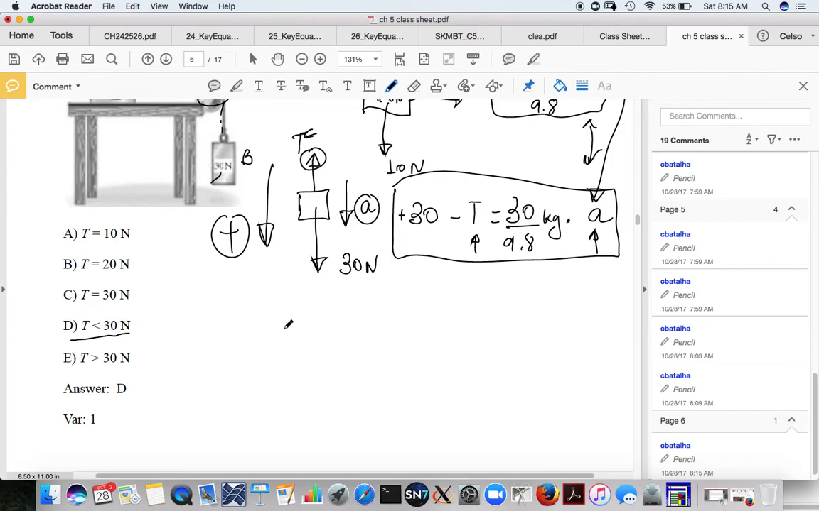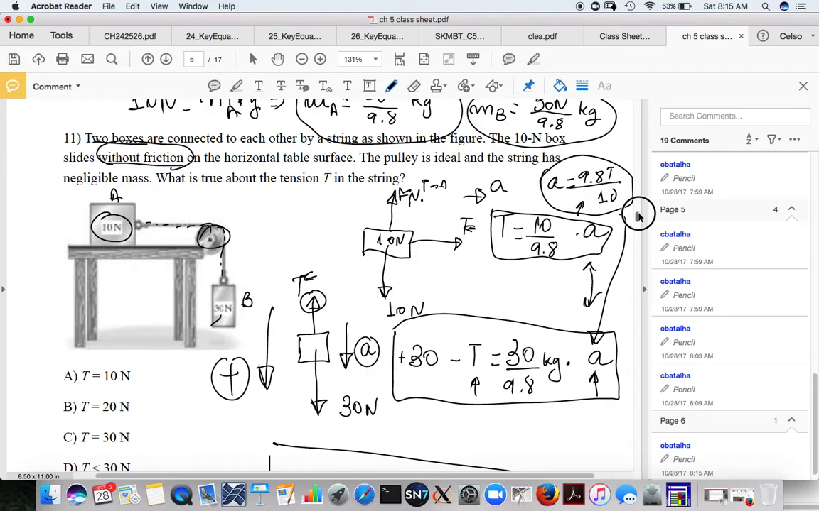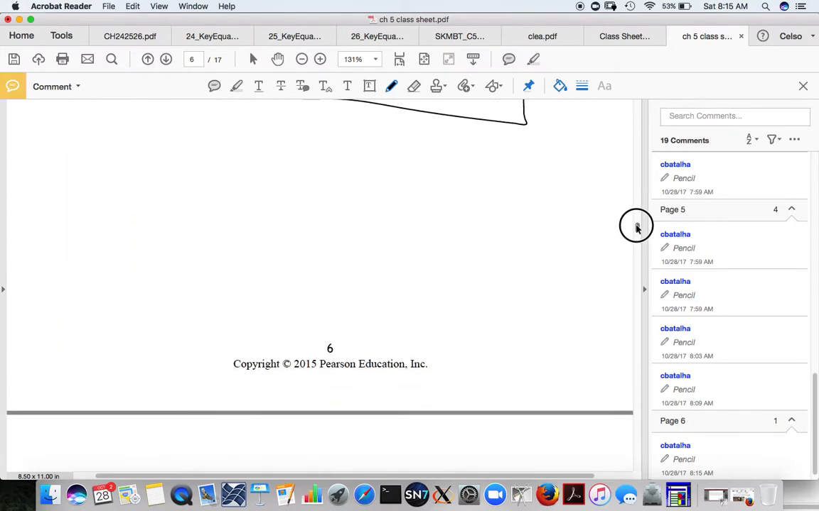So you could find a solution directly from 30 minus 30 times 9.8a. You could see from here, since a is a positive number, that tension would be less than 30. But you could calculate, and you would find a number if you solve the system of two equations and two unknowns in T and a. You would find T, and you would find a number less than 30. But somehow they don't want you to calculate here. Say, you don't need it.